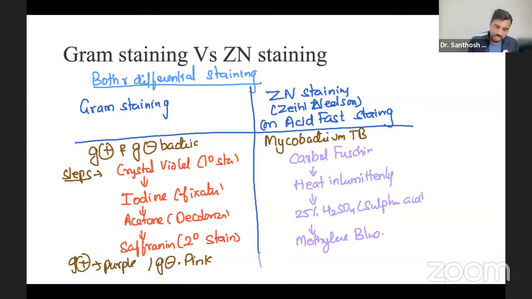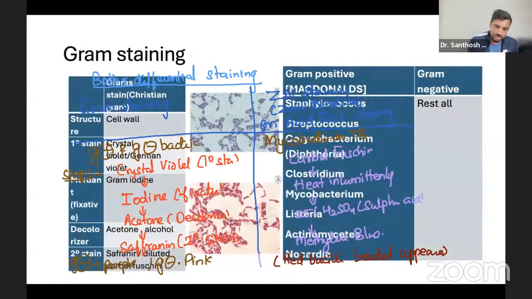So what happens here? What color will you be seeing the bacilli? Since they are acid fast, you will see red color bacilli with a beaded appearance. We'll show the picture now. Okay, now you go to the next slide.